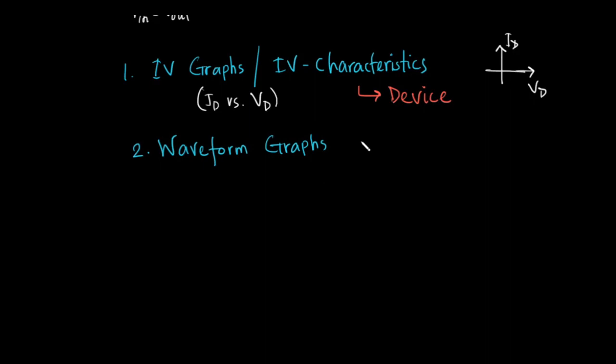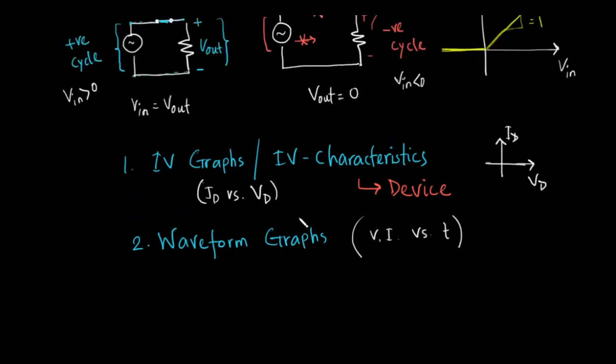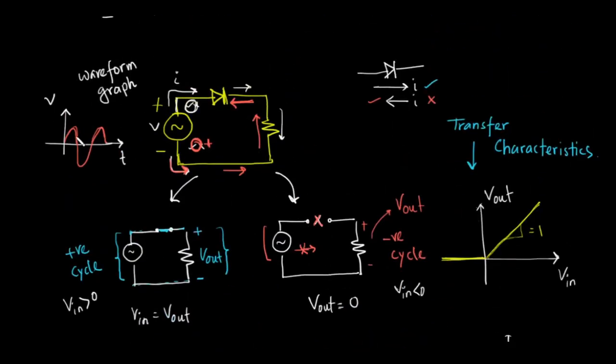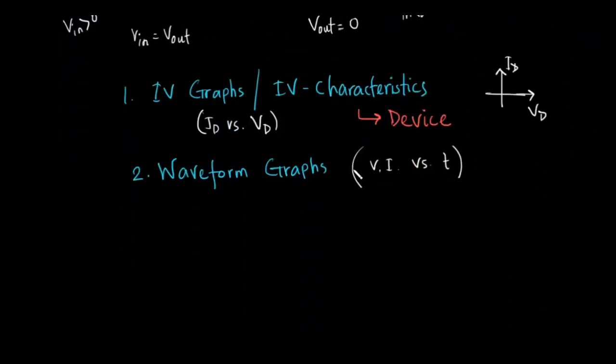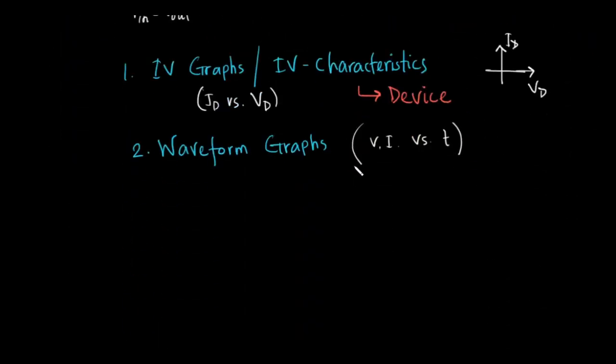Waveform graphs plot some quantity, some current or some voltage, versus time. An example of a waveform graph is the graph of the AC signal that we saw before. So this type of graph, where there's some voltage or current that we plot against time, is called a waveform graph. And the third type of graph that we will be using is called the transfer characteristics.